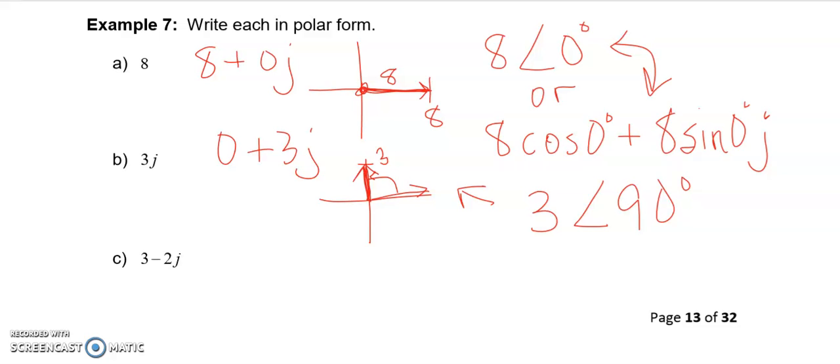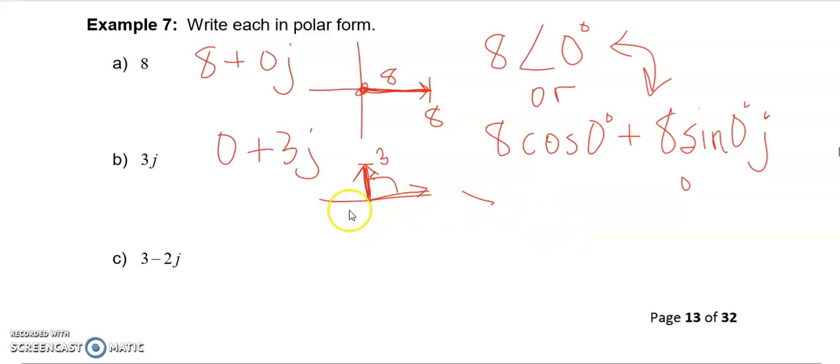Now, what about for part C? How is that one going to be any different? Well, it is going to be different because now the angle is not going to lie on one of the axes. Let me just erase this here to make some room for myself.